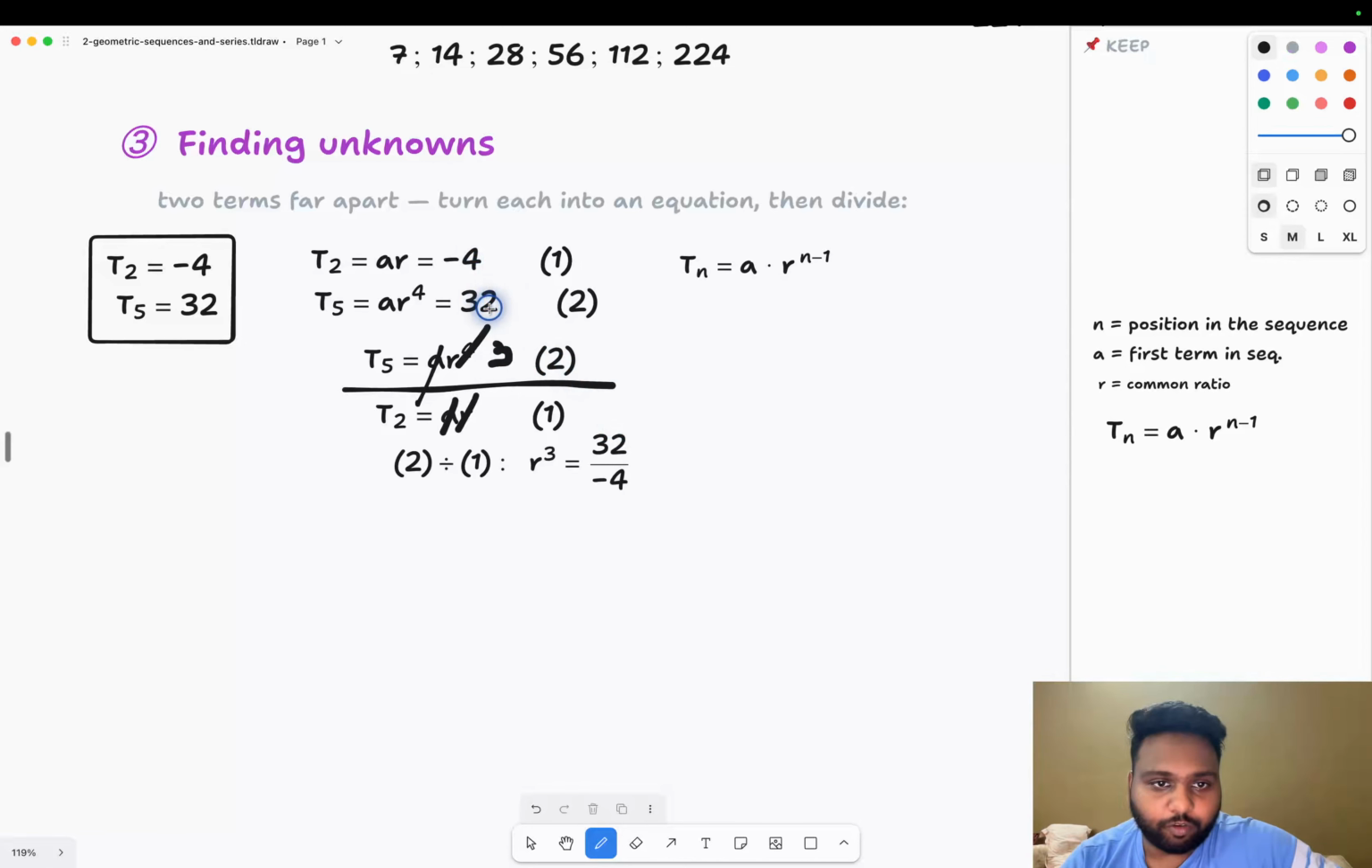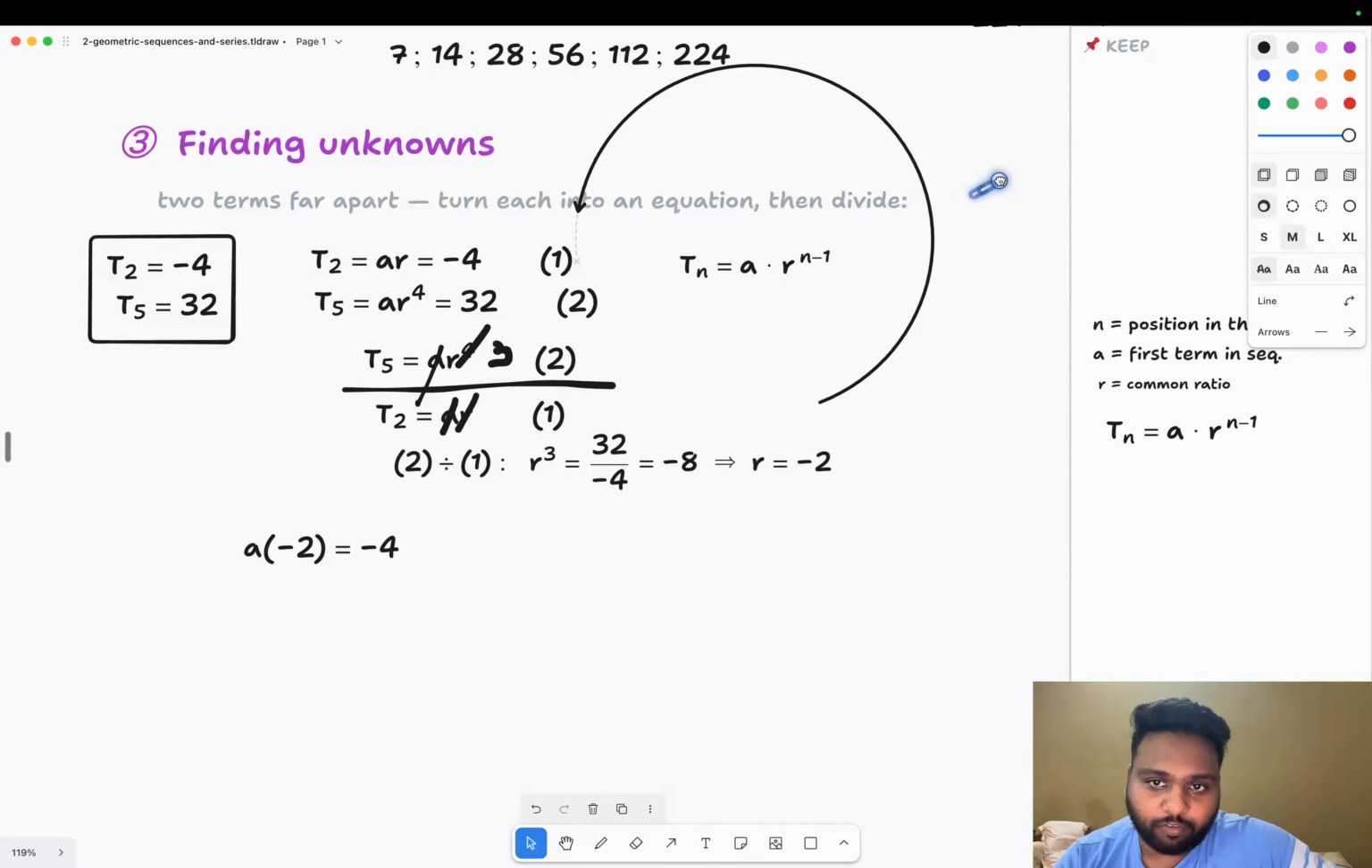r^3 is equal to 32 divided by minus 4, which comes out to be minus 8. So r to the power of 3 is equal to minus 8, which means r is minus 2, because minus 2 multiplied 3 times is minus 8.